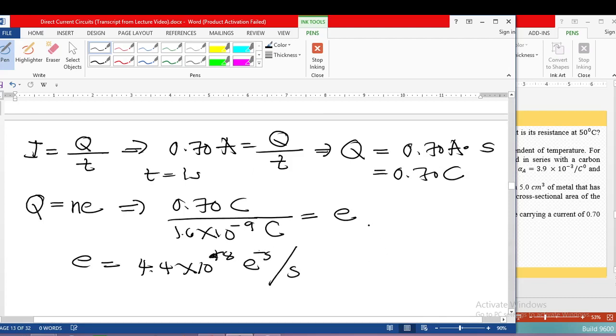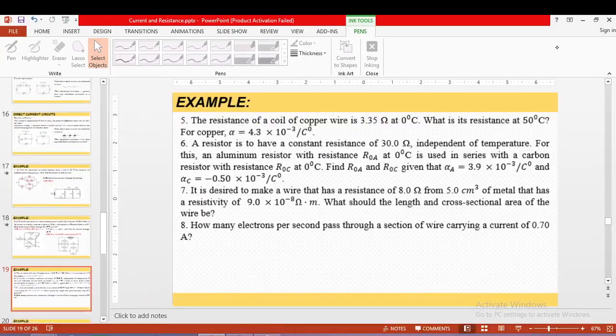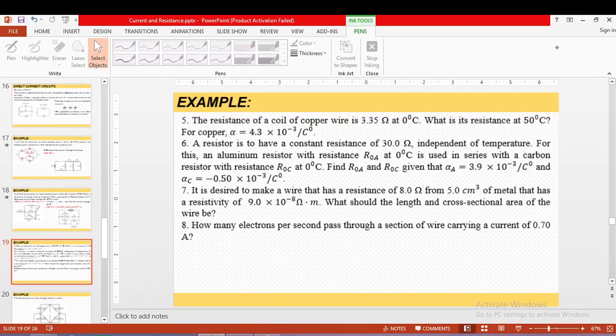per second. So it doesn't matter whether it is negative, because remember that there is an equal amount of flow of negative and positive charges. So we can let E here be positive, so it doesn't matter. Okay, the number of electrons flowing at 0.70 ampere is equal to 4.4 times 10 to the 8 electrons per second. Okay, so we are done with that.